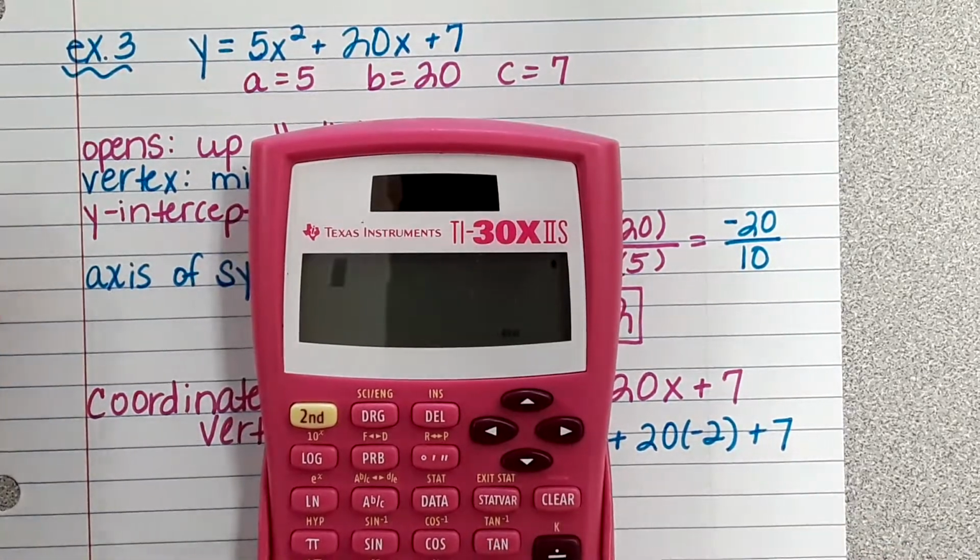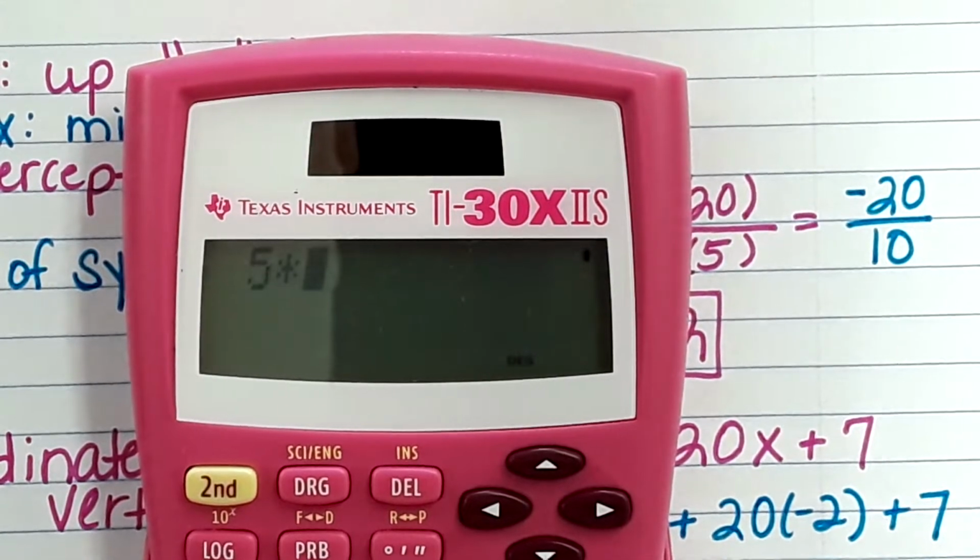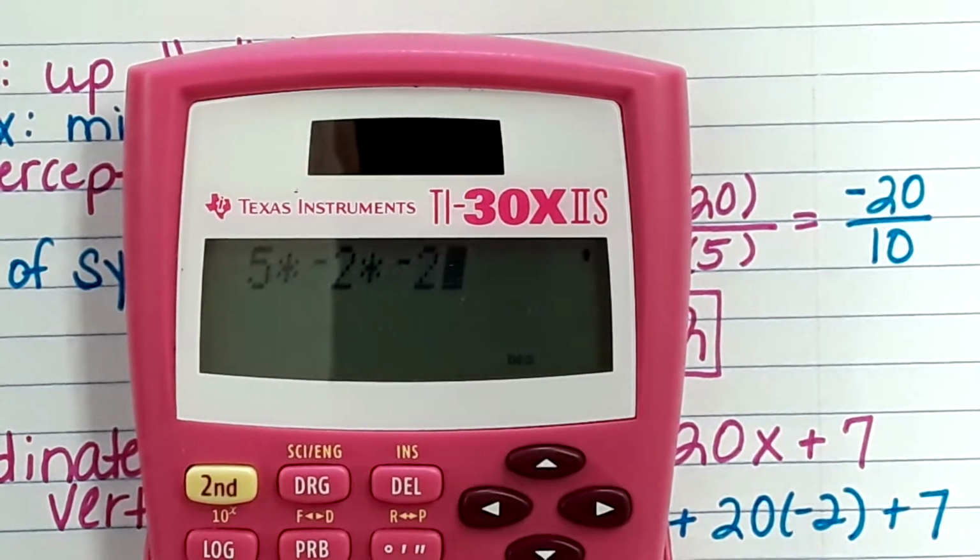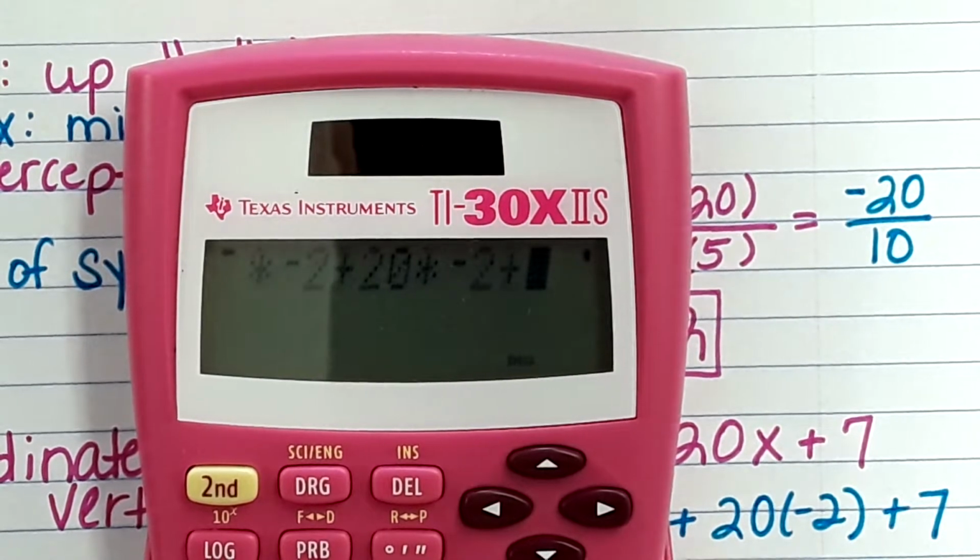Okay, so now this is what I'm going to do. I do 5 times negative 2 times negative 2 plus 20 times negative 2 plus 7. I just put it in one long equation into my calculator. I don't worry about parentheses and the squared. I just put it in long, and then I get my answer.